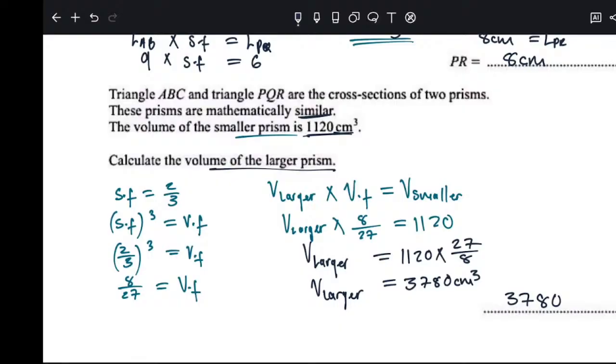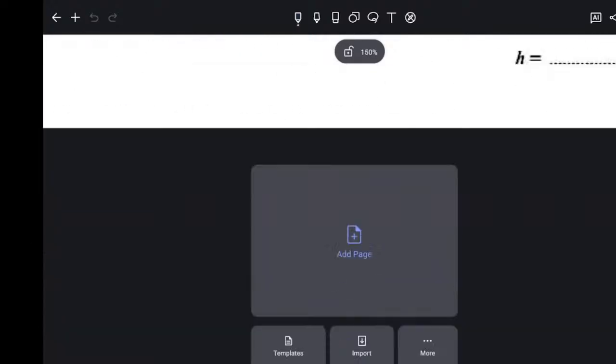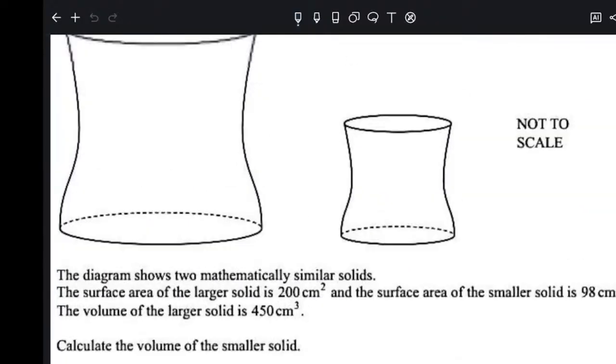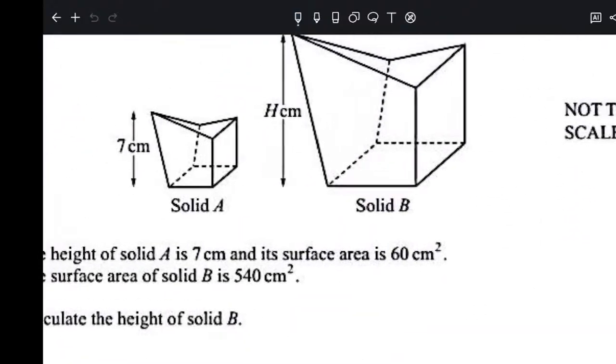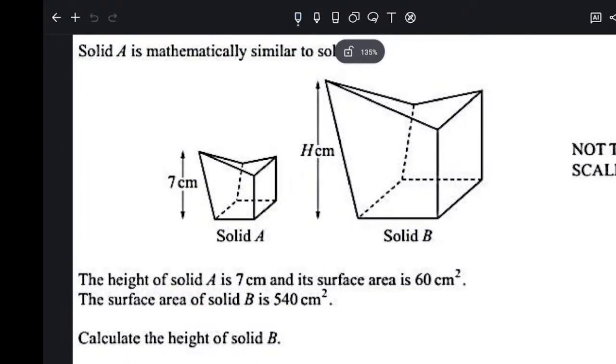Okay. I want all my corrections. All my corrections. 1, 2, 3, 4, 5 questions left. Let's do this one. We'll be done in 10 minutes, I guess.